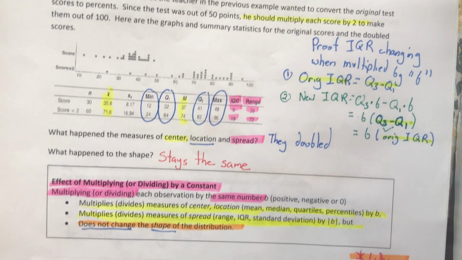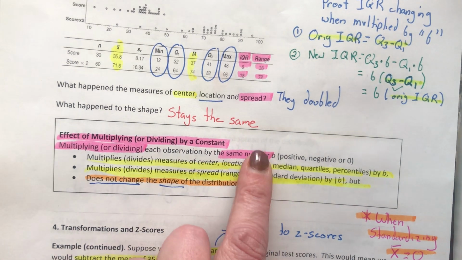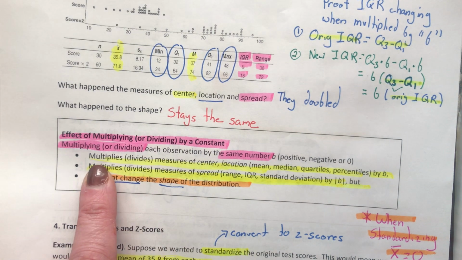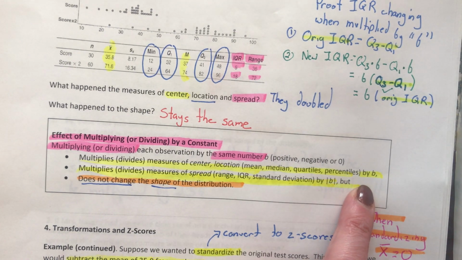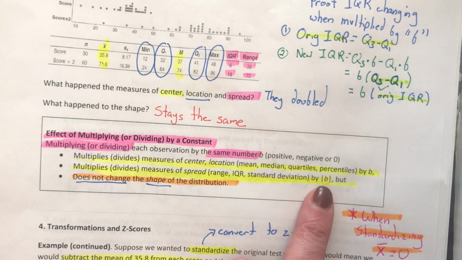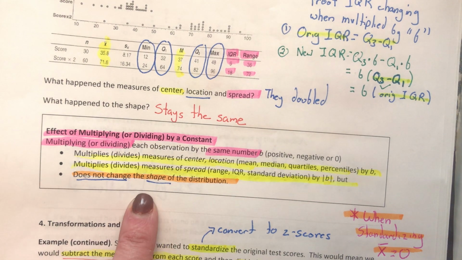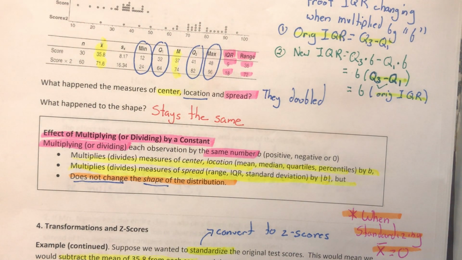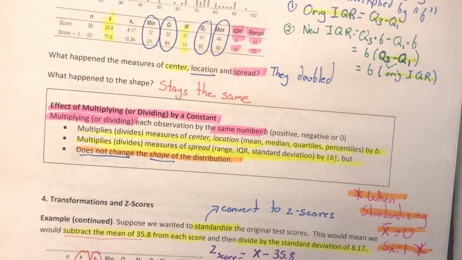So the effects of multiplying or dividing by a constant: if we multiply or divide each observation by the same number b, we will multiply or divide our measures of center and location by b. We would also multiply or divide our measures of spread by the absolute value of b, but we see that multiplying by a constant b will not change the shape of the distribution. Again, this is something you need to know and understand, and it'd be a good idea to summarize that at the end of your notes.